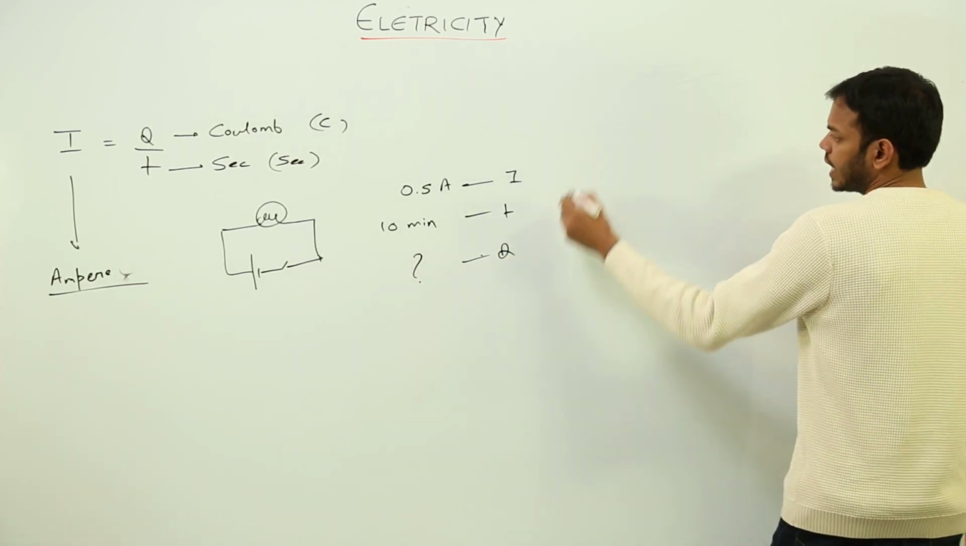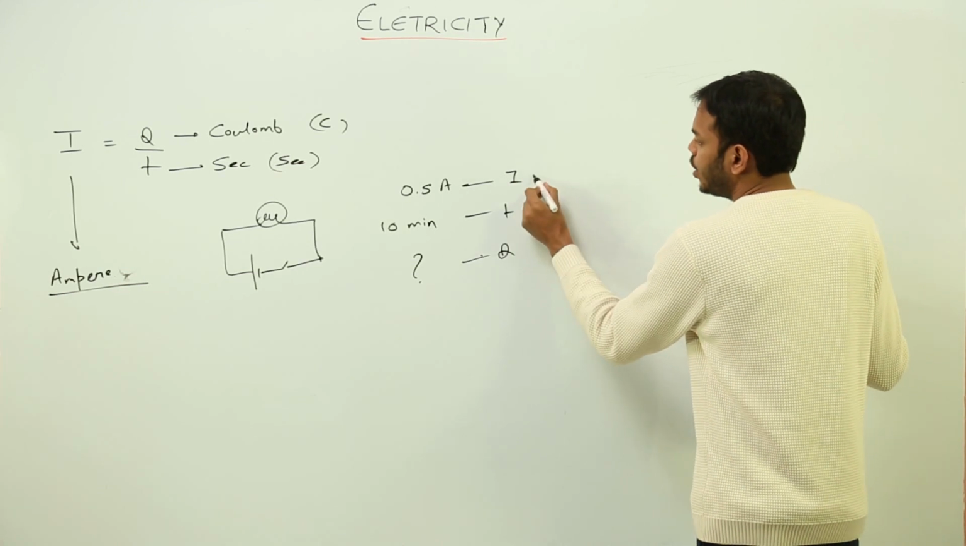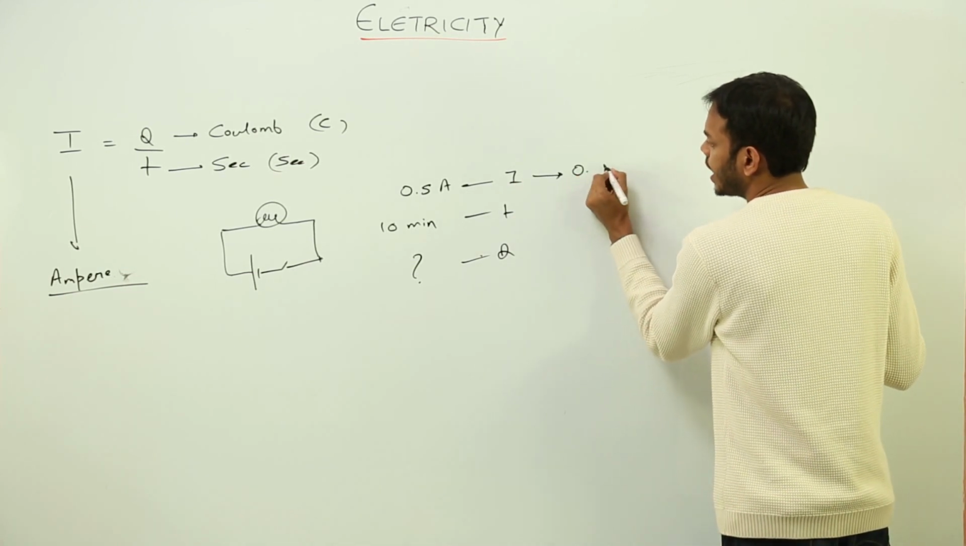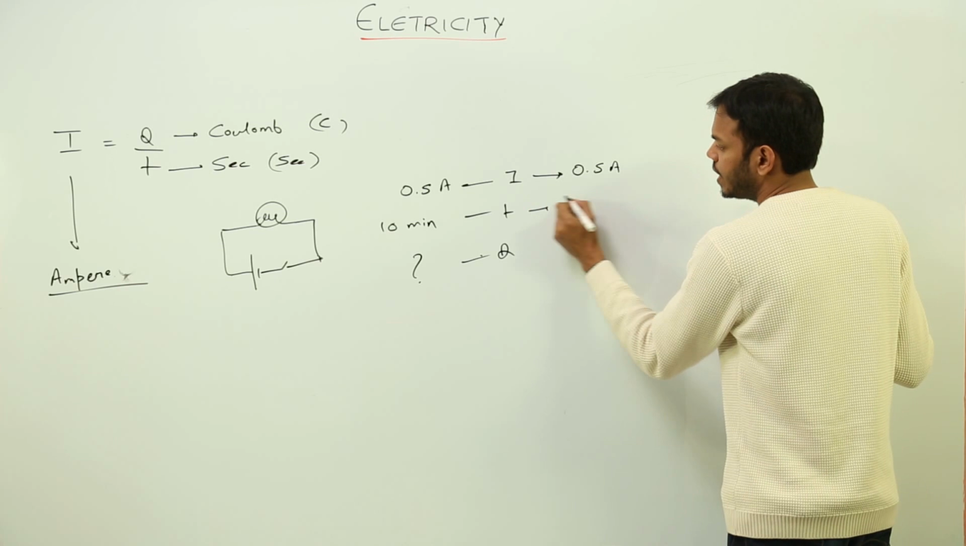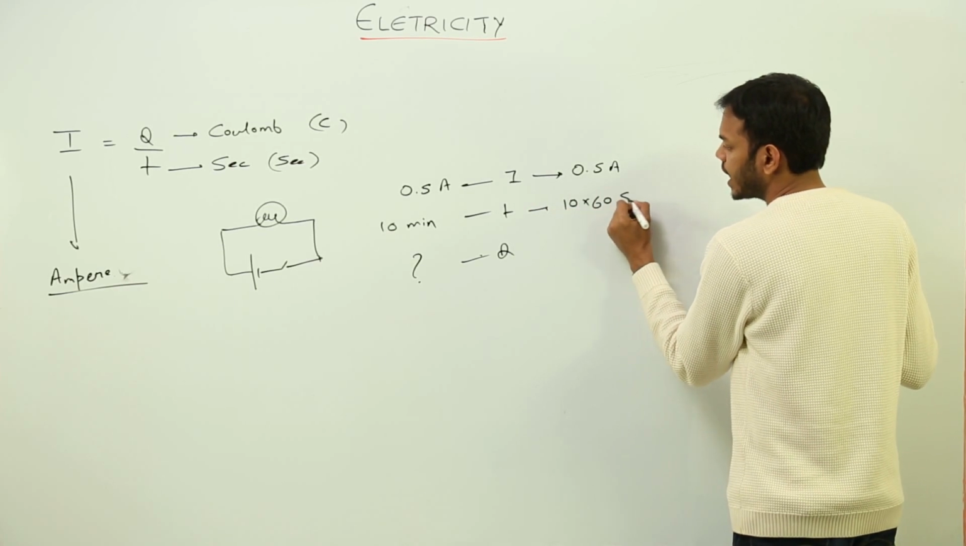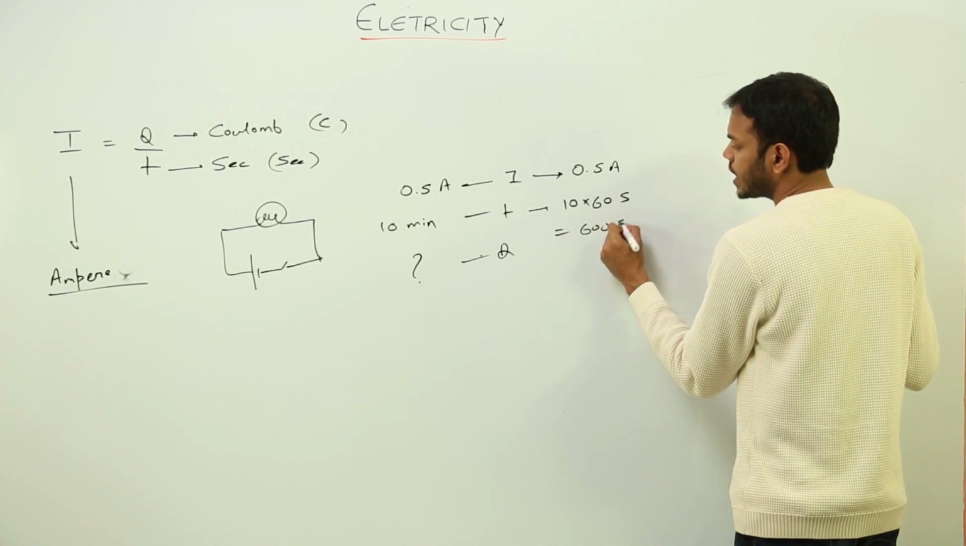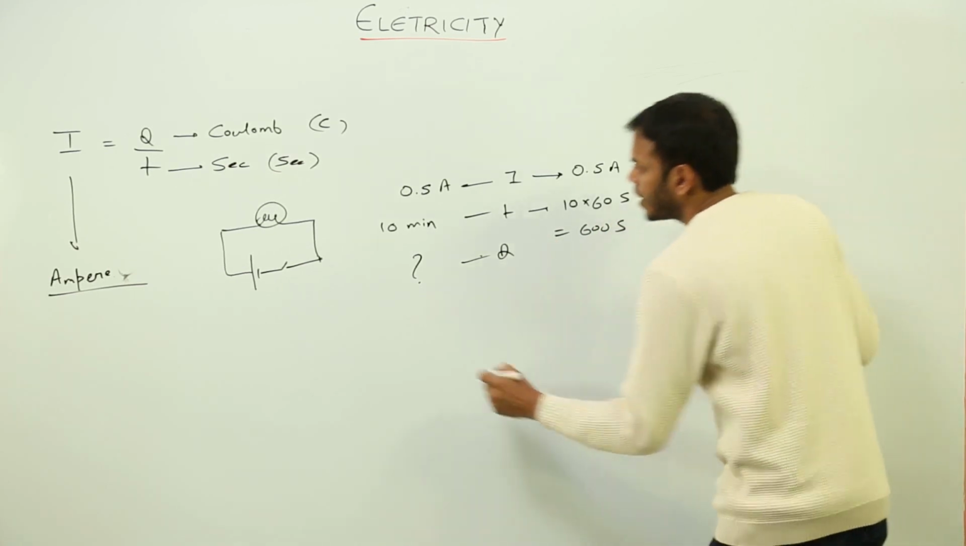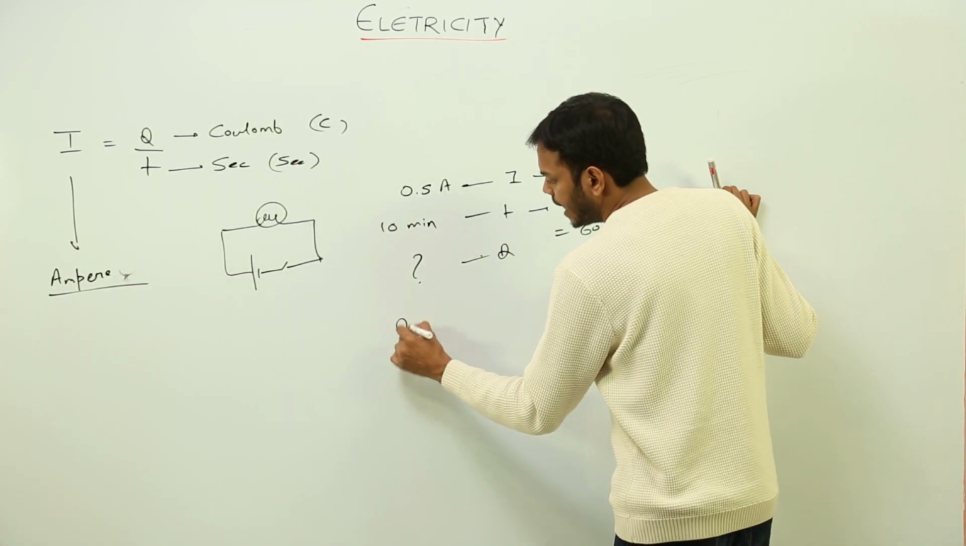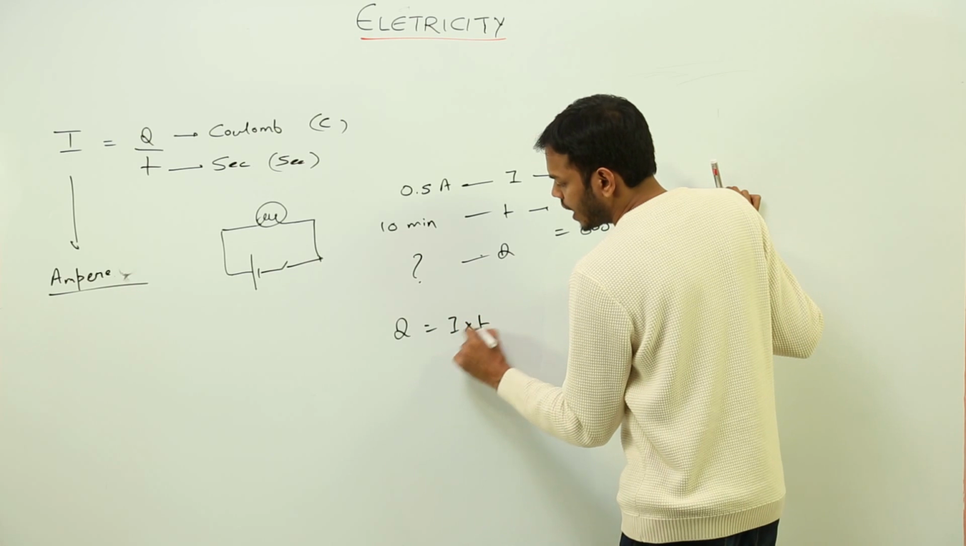So let's take all of these in SI units. Current is already in SI unit. Time is 10 minutes, that means 10 into 60 seconds, that will give you 600 seconds. And charge we have to find. So from that formula I'll get charge is current into time.